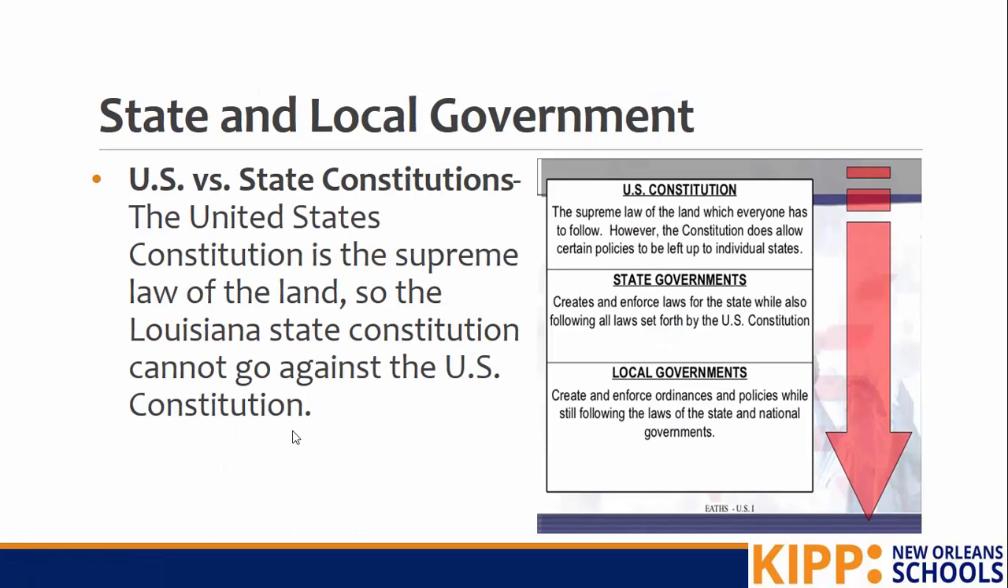So we know that constitutions are written to outline the structures and powers of a government. So if you're not sure how the US government works, you could look to our constitution. It would tell you how the powers are divided up. So we have one national constitution for the whole country, but each state also has a constitution to outline the powers and structures of their state government. The United States Constitution is the supreme law of the land. So the Louisiana state constitution cannot go against what the US Constitution says.